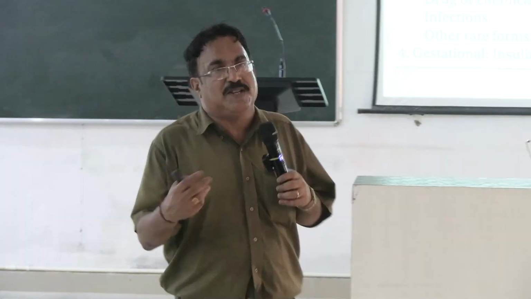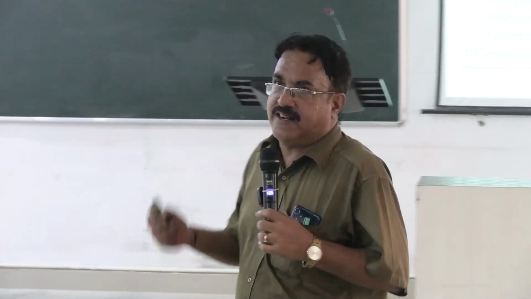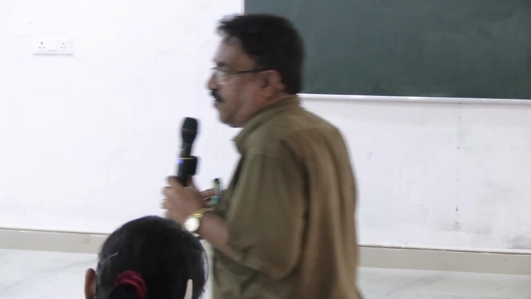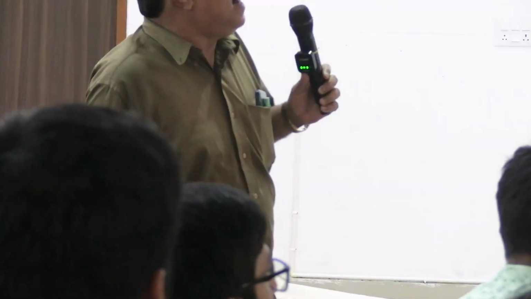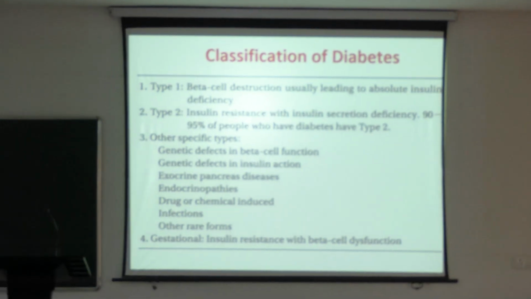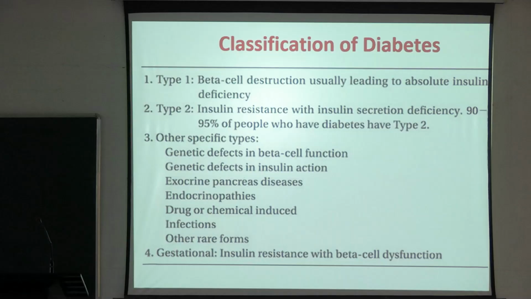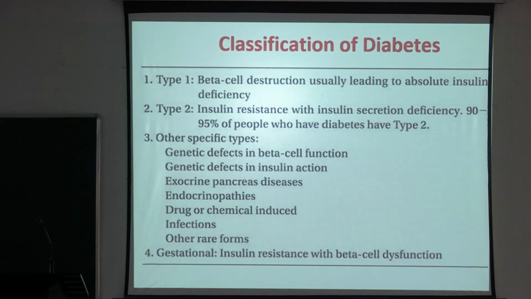So classification of diabetes also you are aware. Type 1, type 2. What is type 1 diabetes? Basically, beta cell destruction. Insulin is not being produced. Type 2 is the other one, which is insulin resistance with insulin secretory deficiency. And there are other types, but these are the two main types, type 1 and type 2. Type 1 requires insulin. Type 2 doesn't require insulin. It comes in later stages in life.